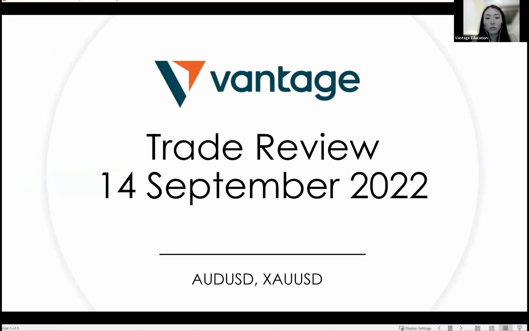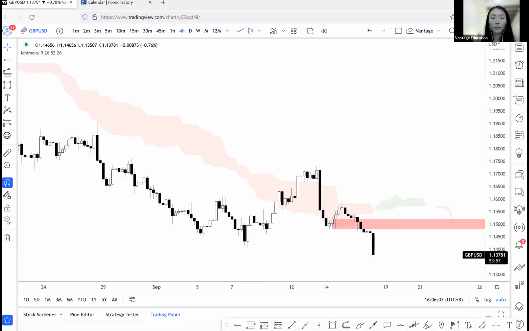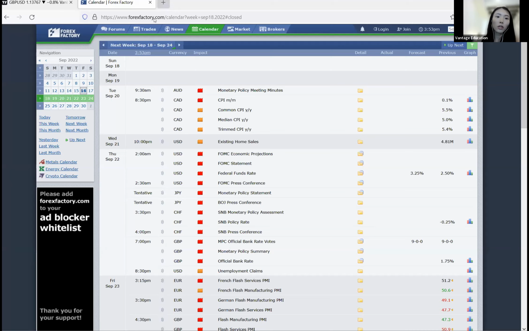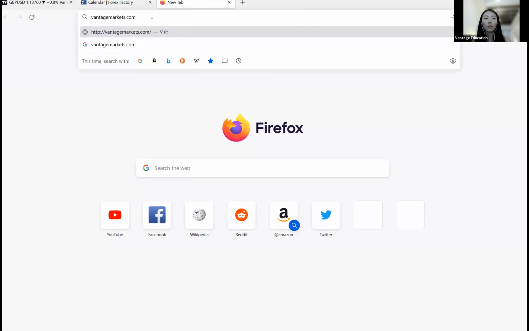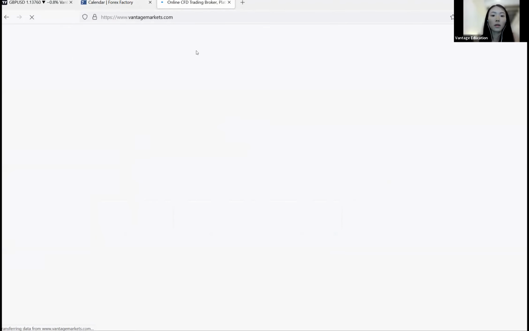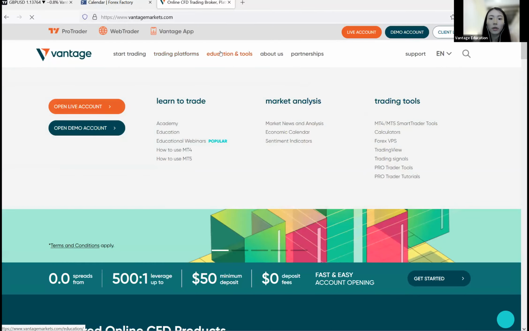So before we hop on to the trade review, let's just take a look at the economic calendar. Let me just bring that up in a second. Okay, so you can either use Forex Factory or Vantage. Just go to vantagemarkets.com, and under education and tools, you can see this economic calendar here.